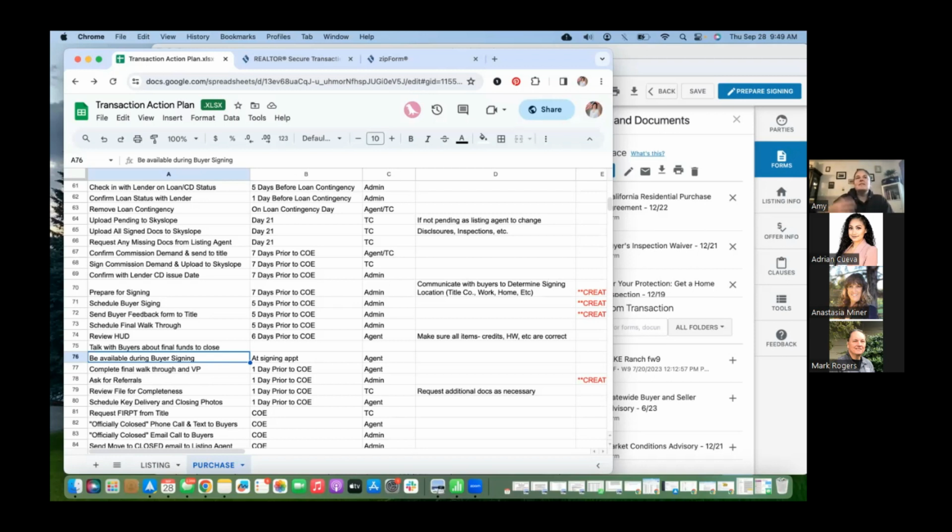If they're going to wire funds, they can do it in advance. They can't bring a check for those final funds. They really need to wire the funds over. They can bring a cashier's check in, so they need to make arrangements to do that. So we just want to have that conversation with them.